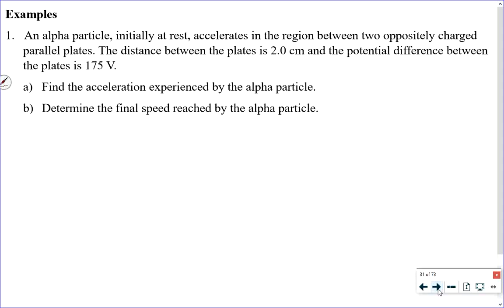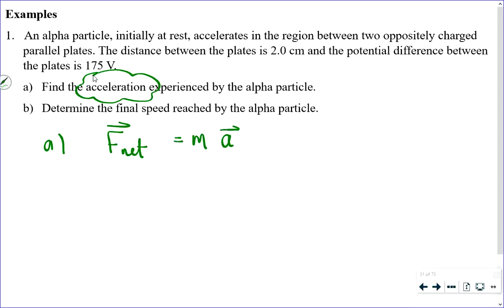Well, what I hope you get out of any question that says acceleration is F net equals ma. If you want to find acceleration, you need the net force. But in this particular case, the net force is the electric force.